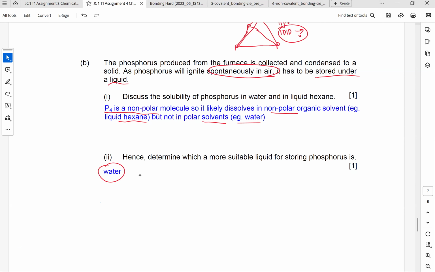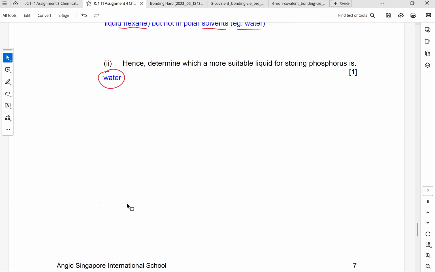If you have phosphorus, which is condensed to a solid, and then you dissolve it in hexane, you don't have your solid anymore, right? Then you have to do separation. You have to evaporate the hexane. But that's not why you want to put it in a liquid. You want it so that it does not react in air. So you have to put it in water. It doesn't react with water, and it also doesn't dissolve in water. So you can take it out anytime as a solid.